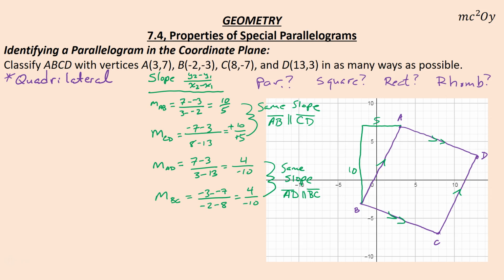All right, so we know we also now have a parallelogram. Very good. Well, the question is, do we have a rectangle or square? So do we have any right angles? Well, if you recall, if you have perpendicular lines, I'm going to write it up here.